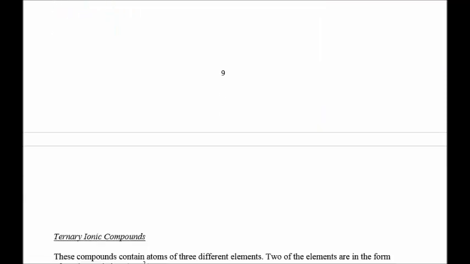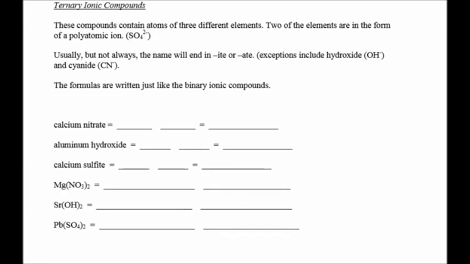If we scroll ahead, or change the page in the notes, we now have a word, ternary. Ternary just means 3 elements, 3 different elements. 2 of the elements are in the form of a polyatomic ion from Table E, and usually, but not always, we change the ending now to an ite or an ate. If you see ite or ate, it's Table E, although some things on Table E have an ide ending, like hydroxide and cyanide. However, the formulas are written just like the binary ionic compounds.